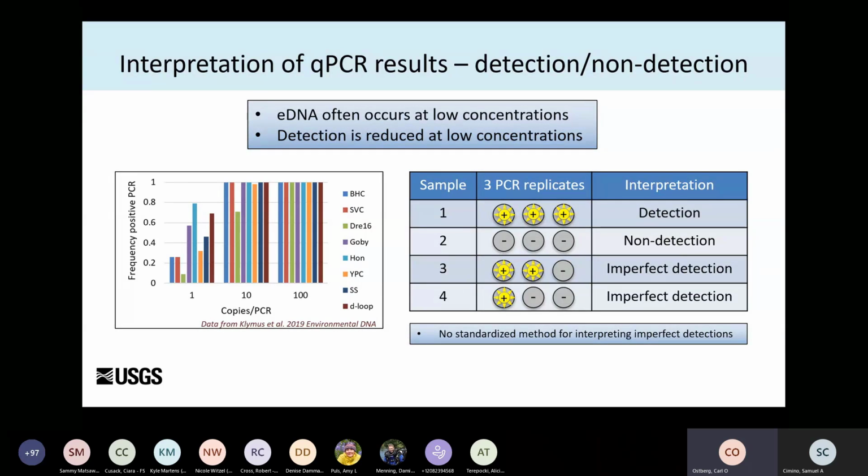These imperfect detections might create some uncertainty as to whether the original water sample should be scored as a positive or negative. There really is no standardized method for interpreting and scoring imperfect detections, and the stringency of scoring positive results might depend on the sample design and on the research and monitoring question.